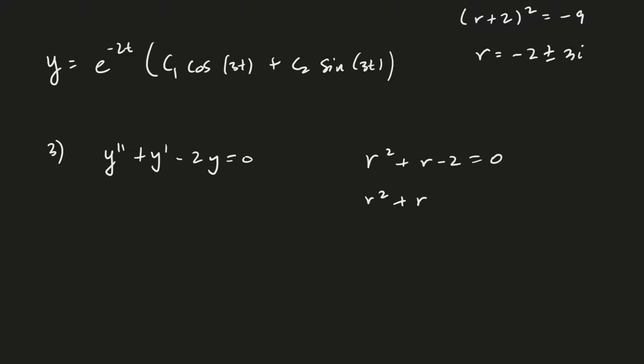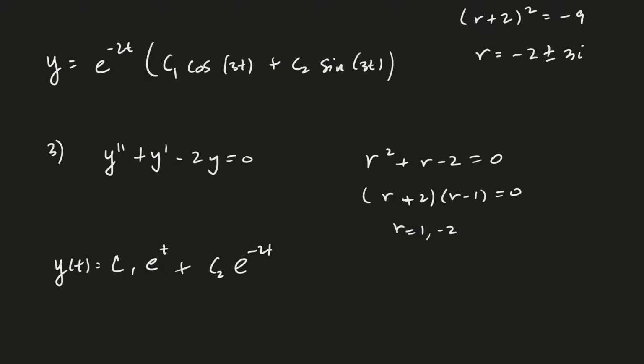Complete the square. Oh, wait a minute. I don't need to complete the square. That factors. What is it? Factor plus 2 and minus 1. Good. So our general solution will be c1 e to the t plus c2 e to the minus 2t. Very good. All right.